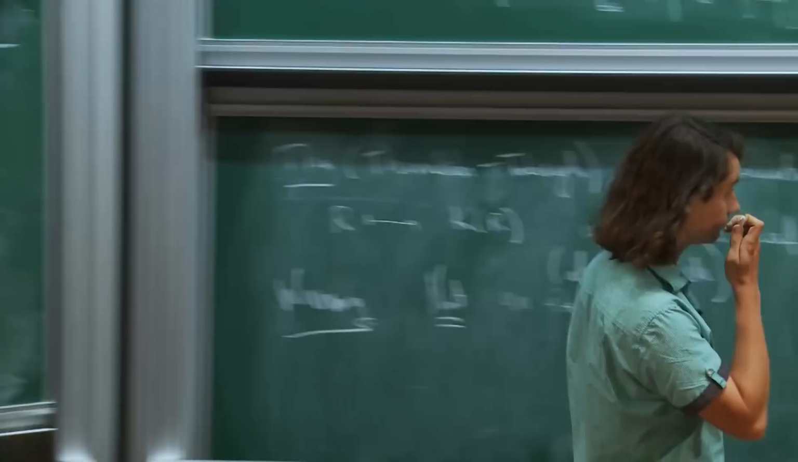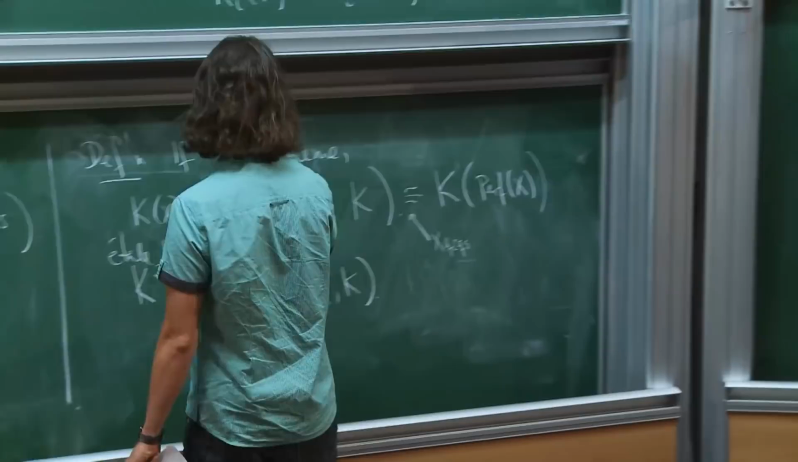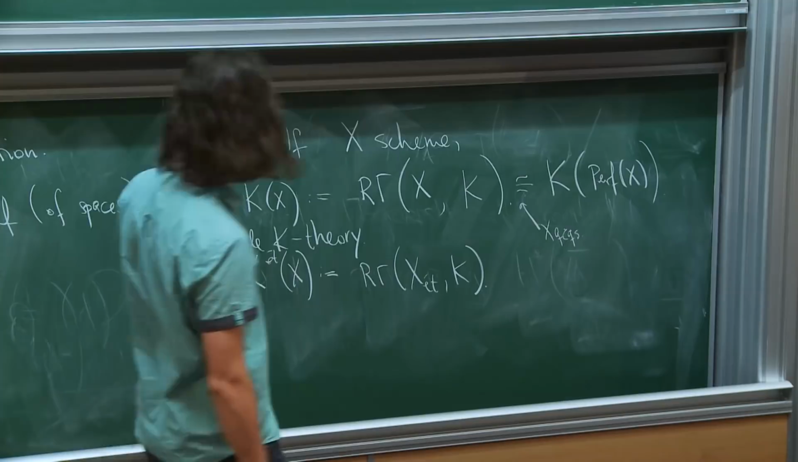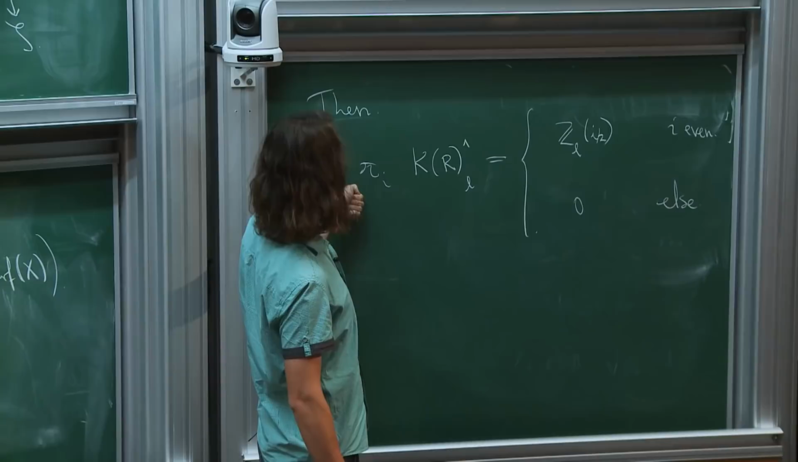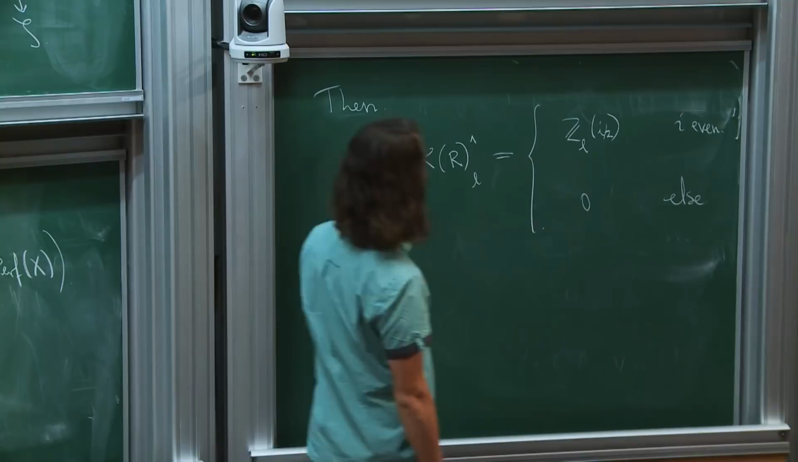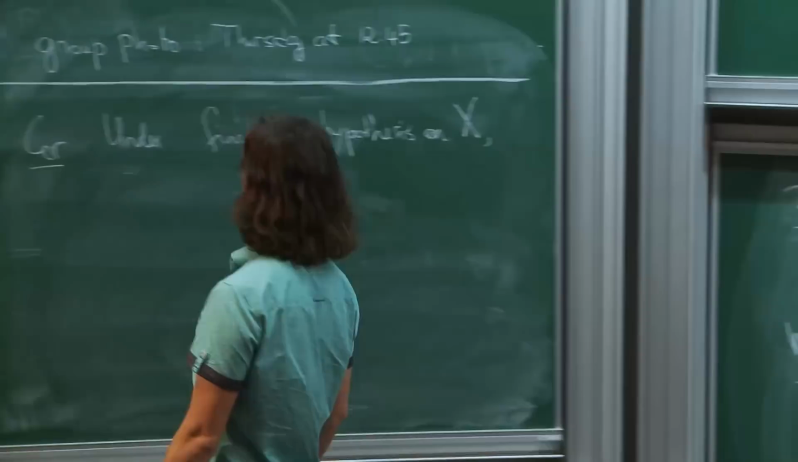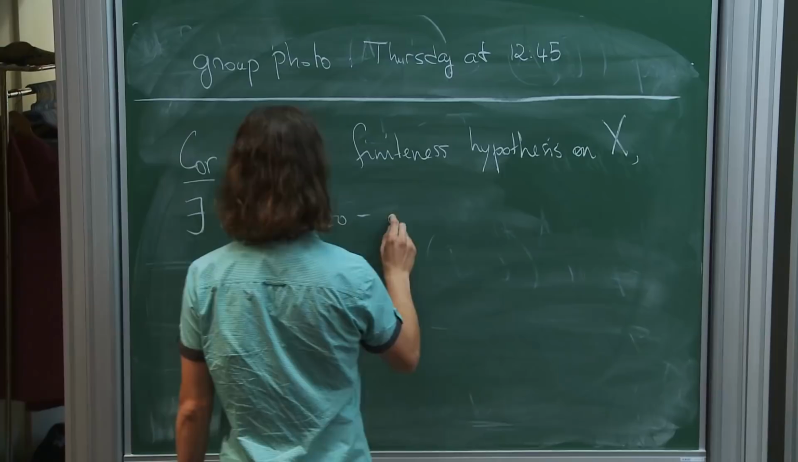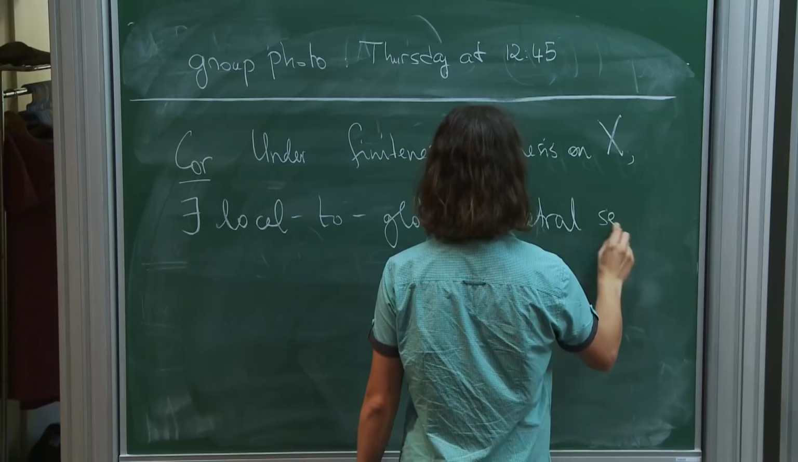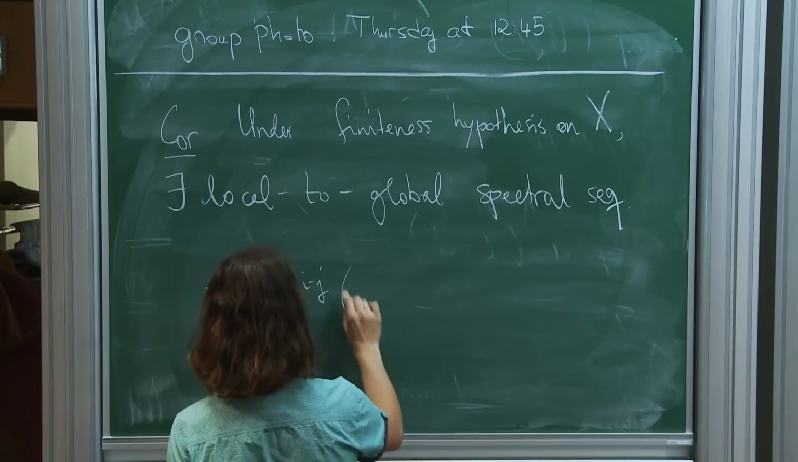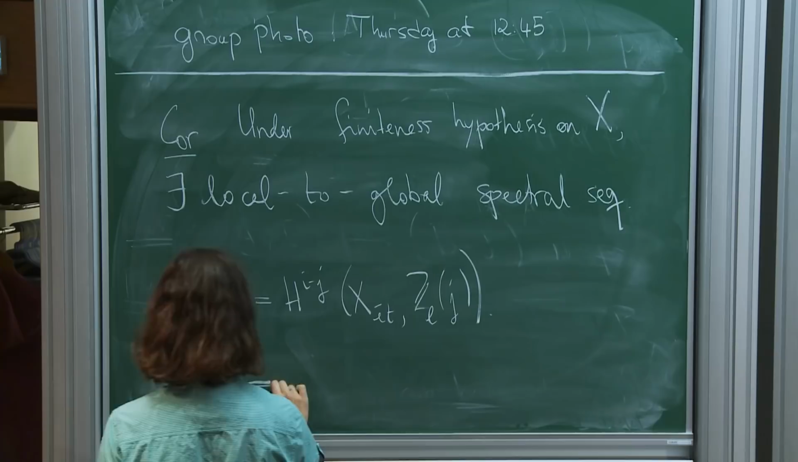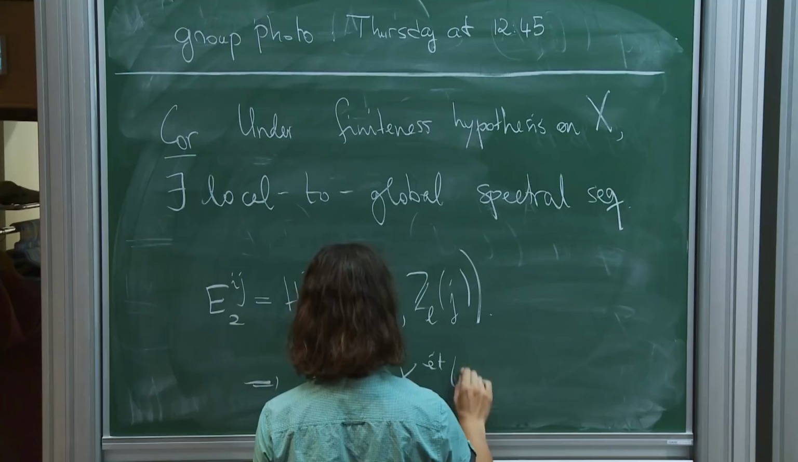In general, if you have the global sections of a spectrum, there's a local to global spectral sequence, at least under convergence conditions, which goes from the cohomology groups of the homotopy sheaves to the global thing. The sheaves you can understand if you understand their values at the local rings, so they are just given by these Tate twists. So using finiteness hypotheses on X, there exists a local to global spectral sequence. I will probably get my indexing wrong. It starts with the étale cohomology of all the Tate twists and converges to the homotopy groups of the étale l-adic K-theory of X.